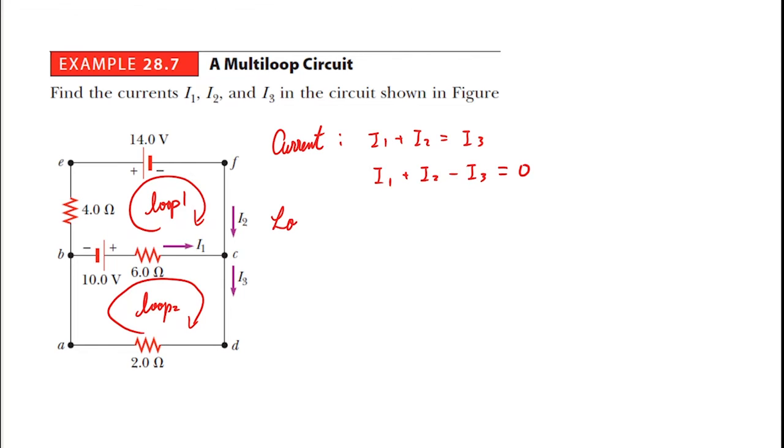We'll look at loop 1 here. Okay? So let's decide carefully. From here to here, are we gaining voltage or are we gaining potential or losing potential? We're losing it. We'll call this E1. So we have negative E1, negative 14 volt, right? And then I2, and this is I1, here to here. Are we gaining or losing?